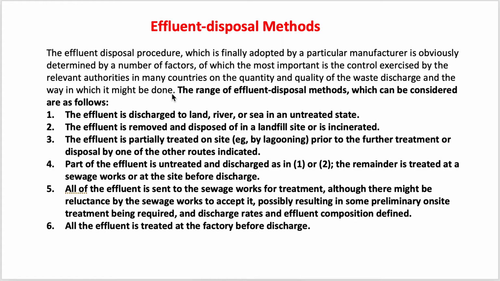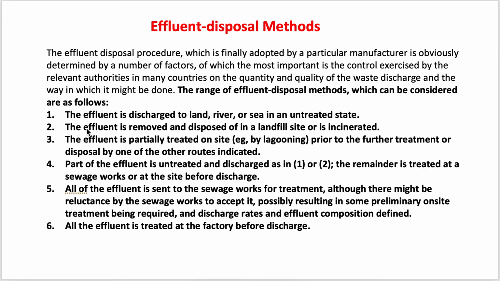Actually, different countries may have different regulations, different rules. So the industry also has to understand those rules and address them. Anyway, the range of effluent disposal methods which can be considered are different, such as these. Number one, the effluent is discharged to land, river, or sea in an untreated state. Some countries or some states may allow that. So they may allow the discharge of effluent directly to the land, river, or the sea.